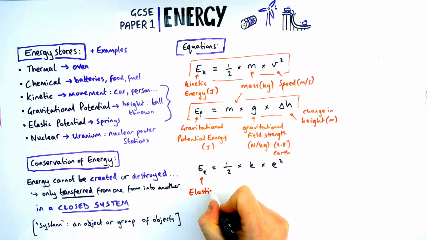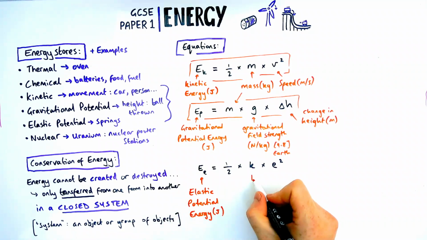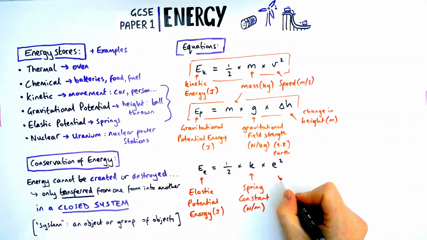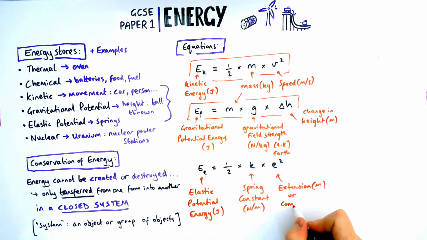Elastic potential energy, we've got something called a spring constant, which comes up more in paper 2 when you look at springs in more detail, but it's measured in newtons per meter. And extension, how much something extends by or compresses by, is measured in meters.